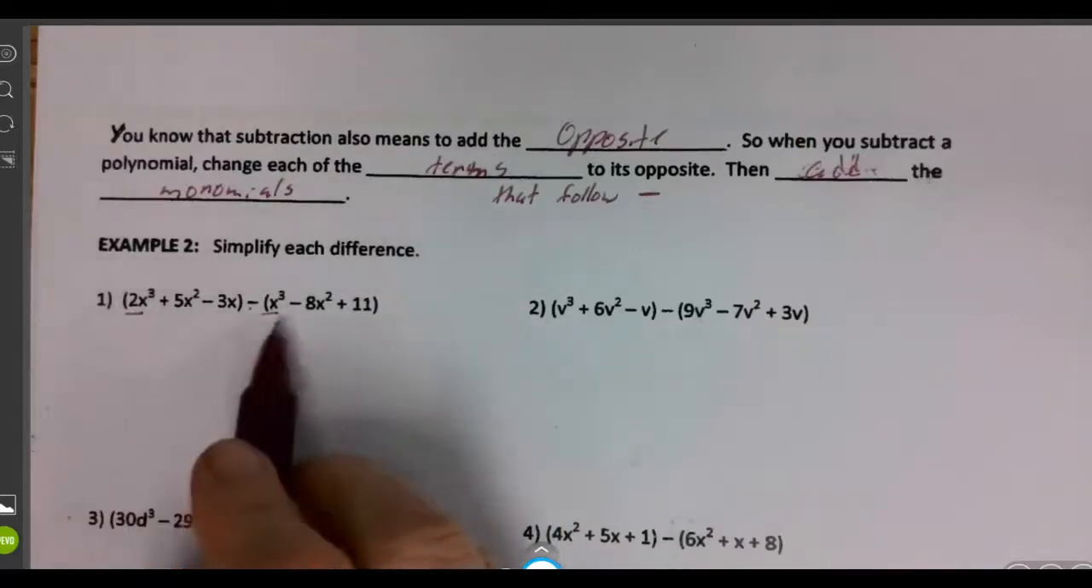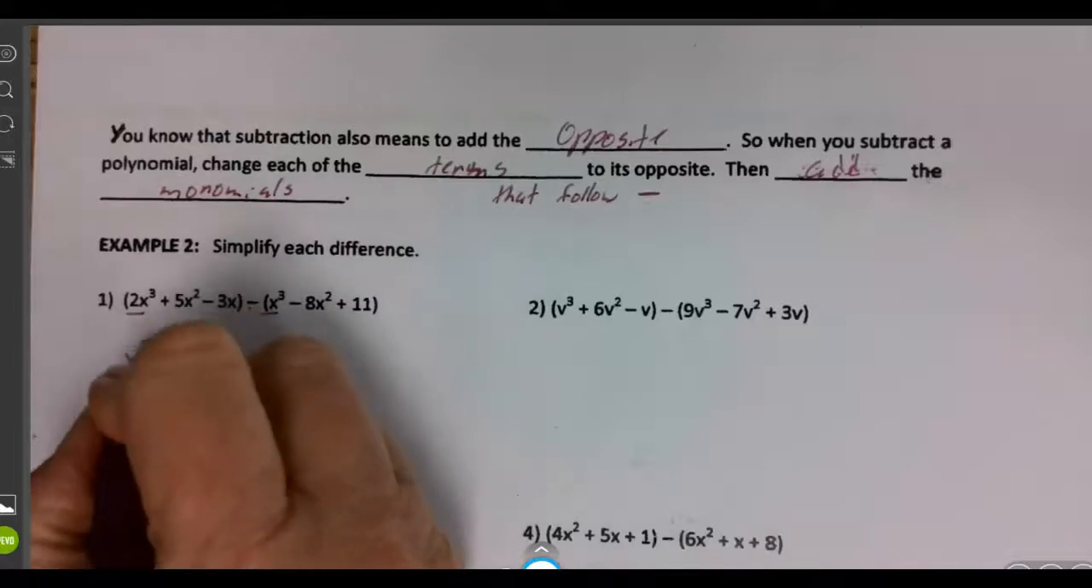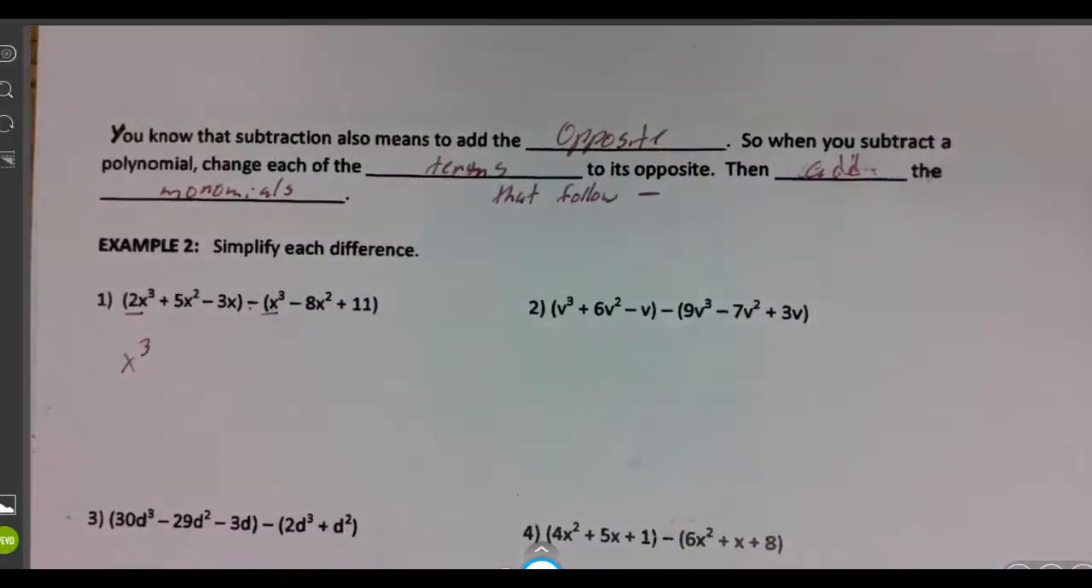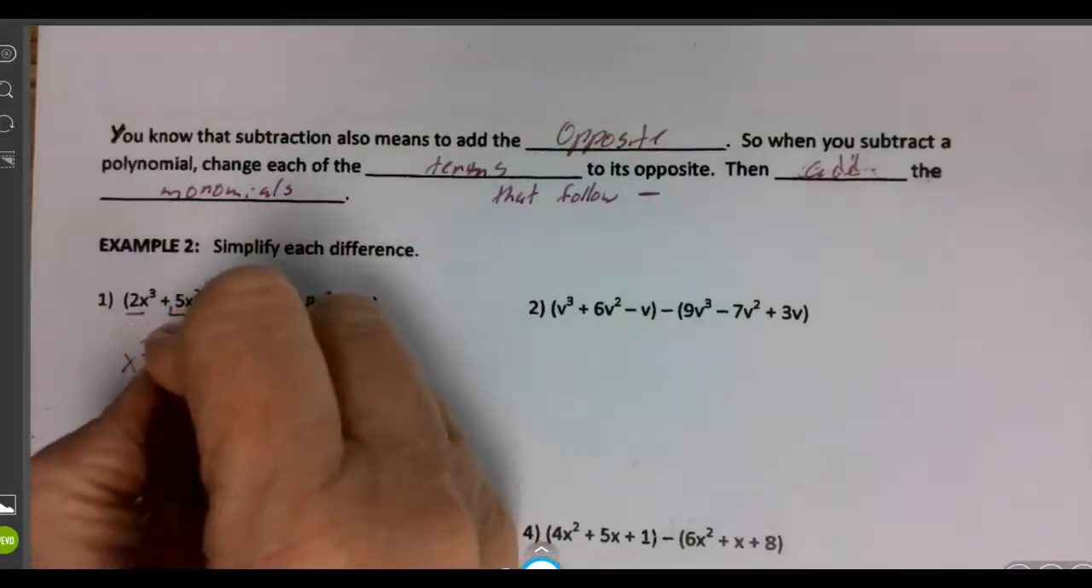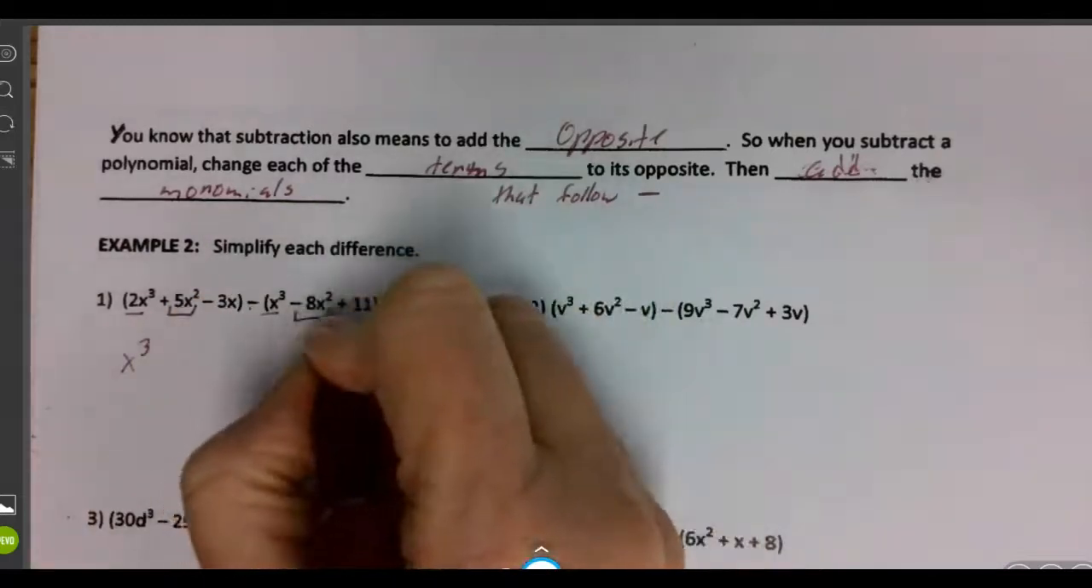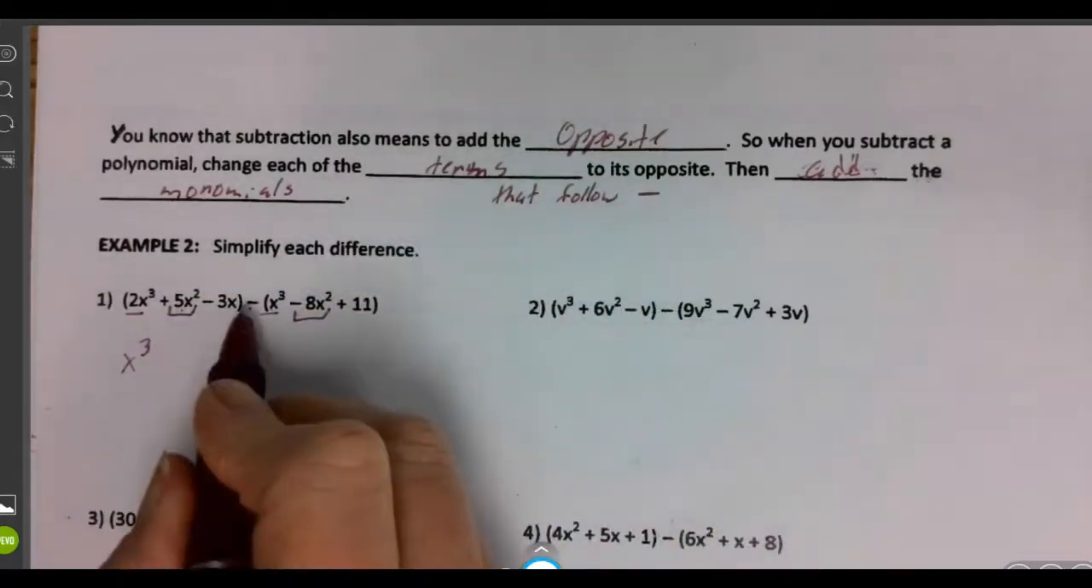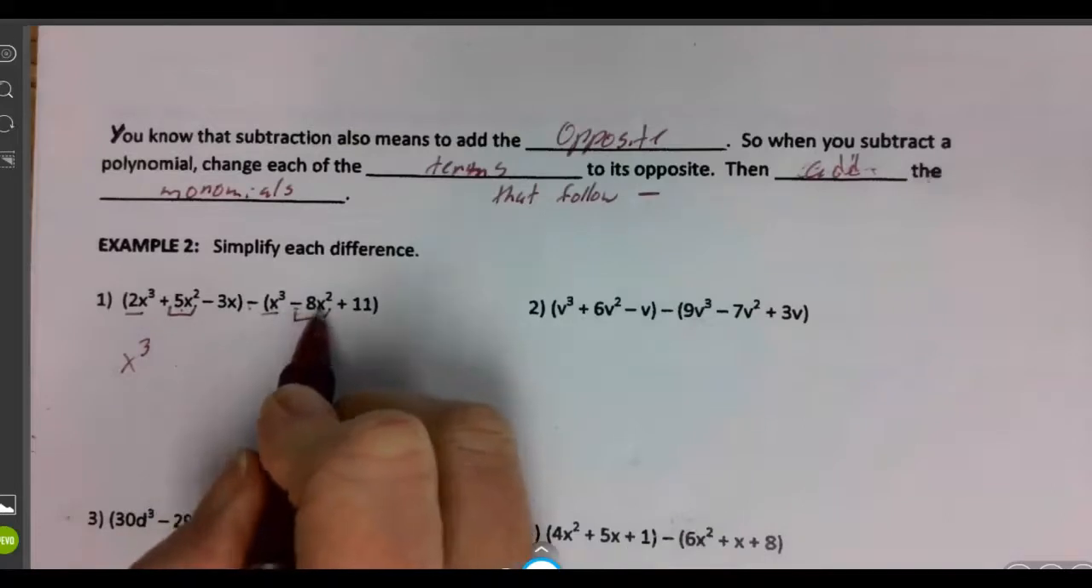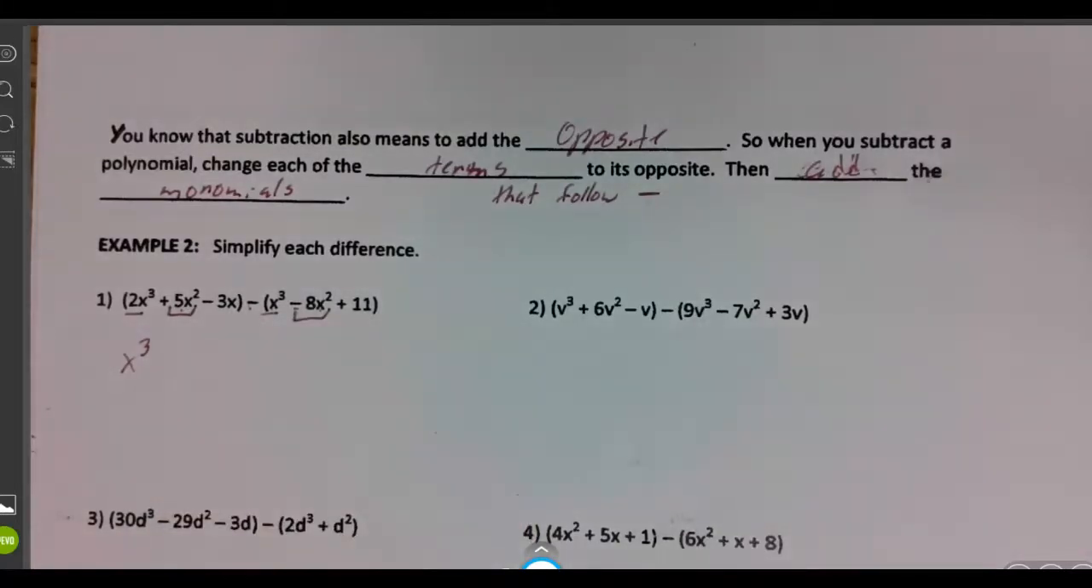This one's not bad. 2x cubed minus x cubed, that's x cubed. I'm not going to change the sign. I'm going to show you without it first. Then I have a 5x squared, and I have a negative x squared, but I have to take 5x squared minus a negative 8x squared. Wow, that's a lot. But if I just change the sign, it makes it much easier.